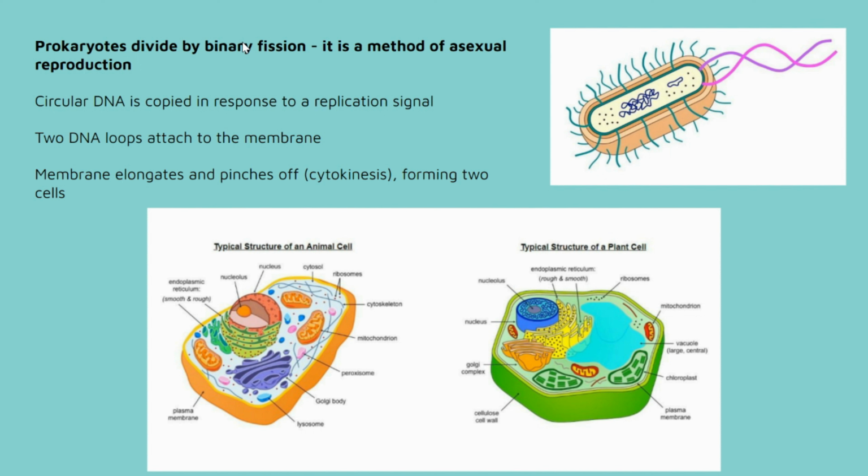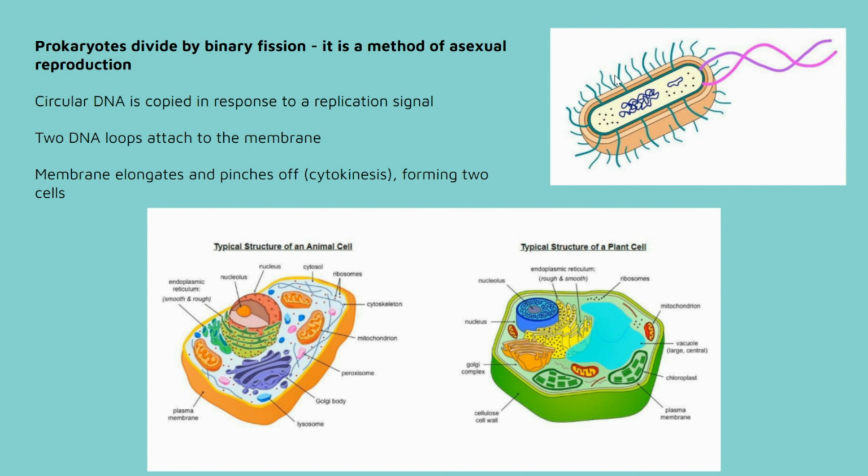The circular DNA will start to get copied and replicated, and then the two DNA loops will attach to the membrane, and the membrane elongates and pinches off. It forms a cleavage, as we know in cytokinesis, forming two cells, and hence that's how binary fission takes place.